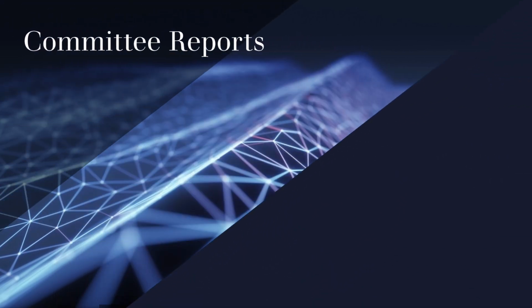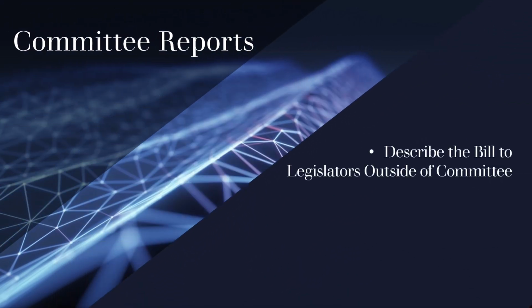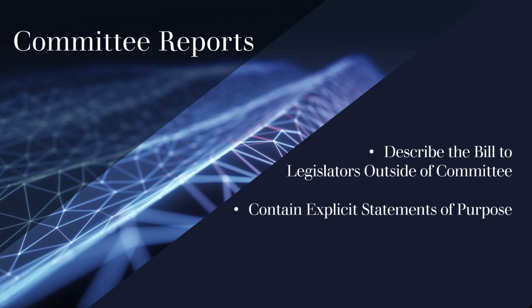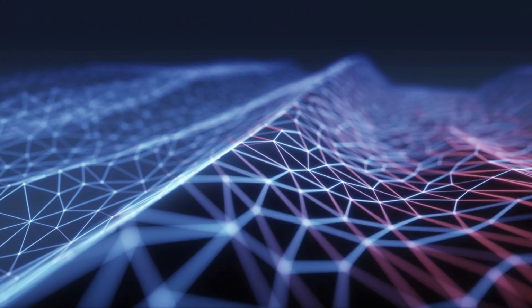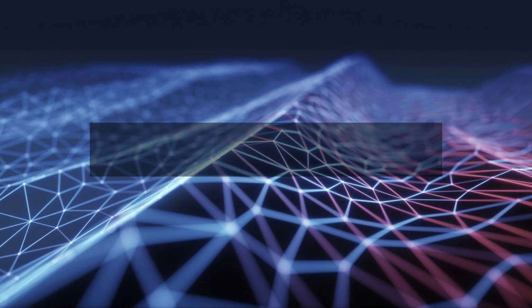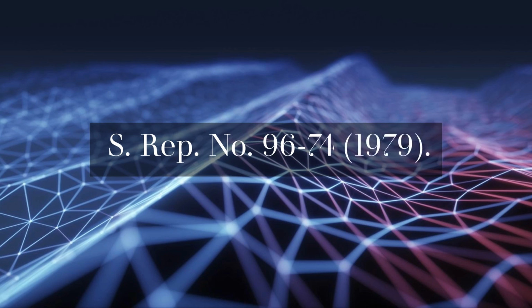The committee report aims to describe the bill to the rest of the legislators, who will then vote on it in the chamber. Among other things, it contains a statement of the bill's purpose, and then, most usefully for lawyers, a section-by-section analysis of the bill's various provisions, explaining how those sections further the bill's aim. Committee report citations include the abbreviation for the respective House of Congress, the report number, which includes the Congress number before the hyphen, and the year.